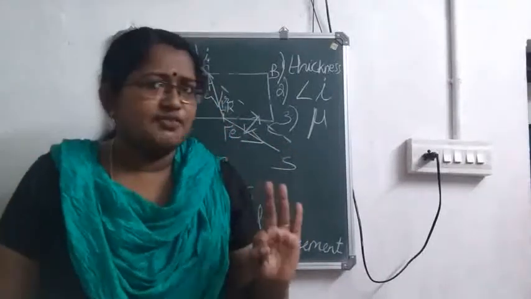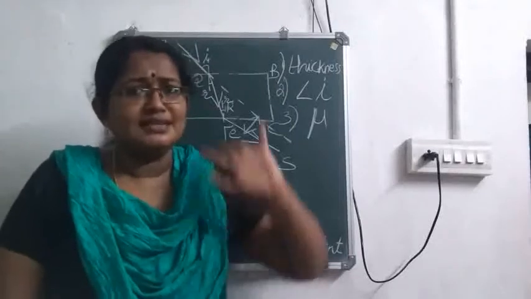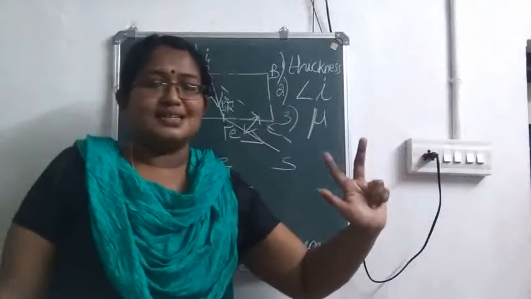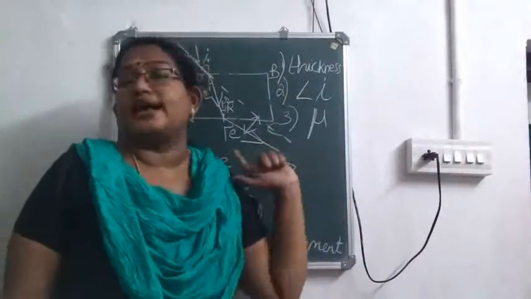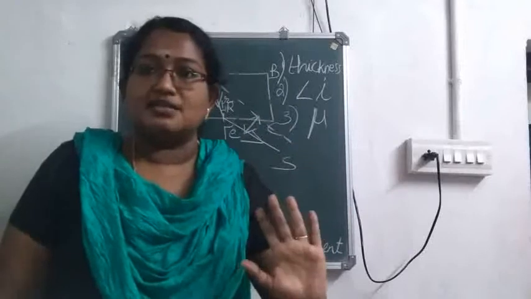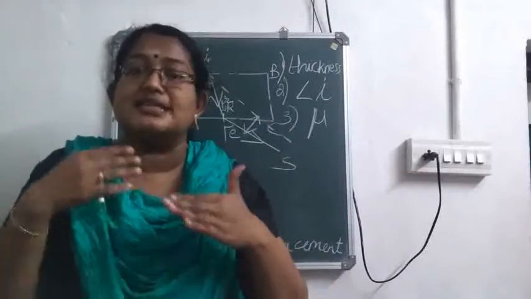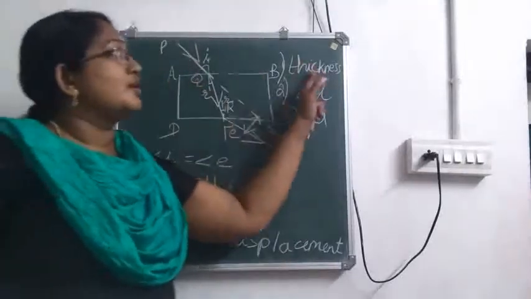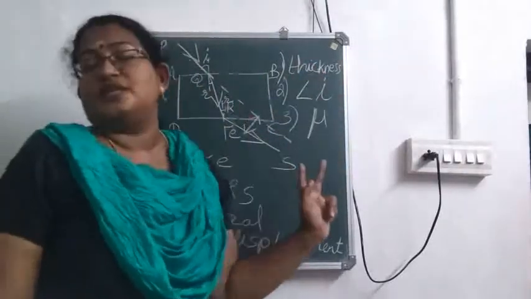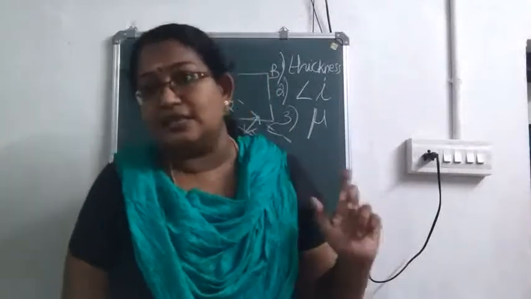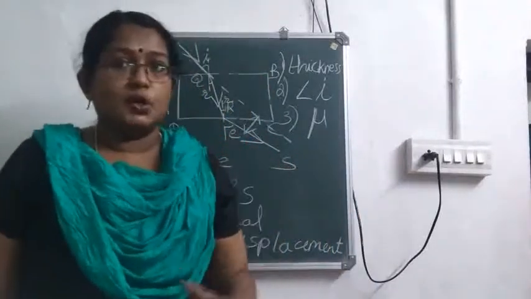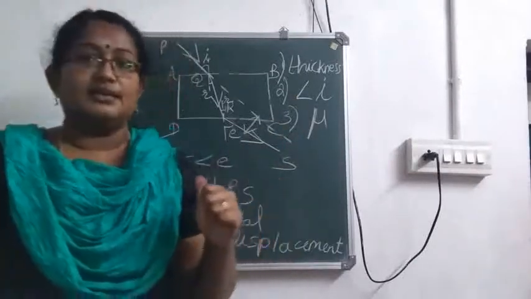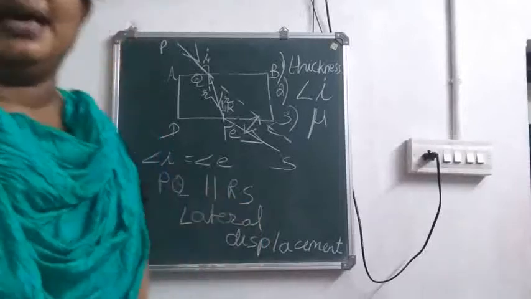Okay, so which are the factors on which lateral displacement depends? It is thickness of the glass slab, angle of incidence, and the refractive index. And in all the three cases, the dependence is direct. That is, it is directly proportional. Lateral displacement increases with the increase in thickness, increase in angle of incidence, and increase in refractive index of the glass slab. Okay, so is it clear? Study the diagram, study the factors affecting the lateral displacement.